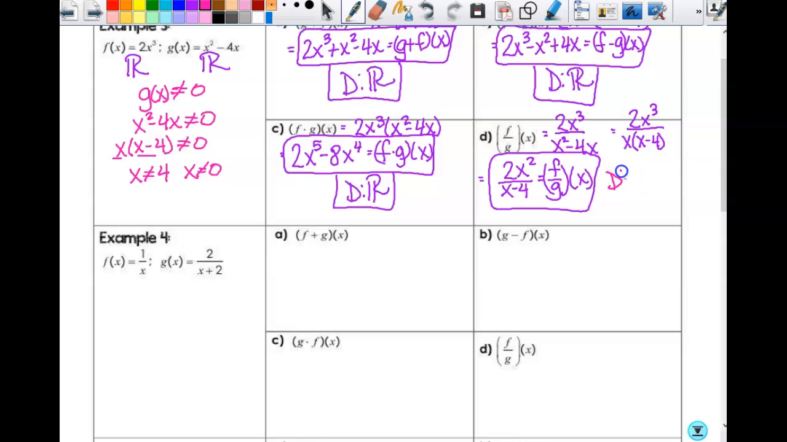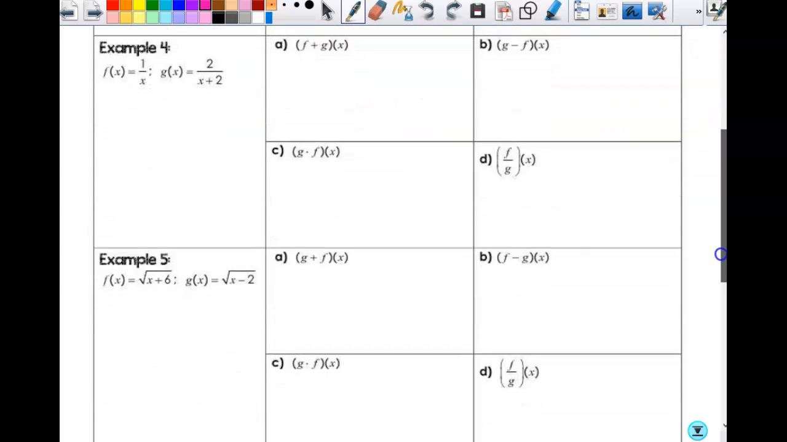So your domain then is the set of all x's such that x cannot equal 0 or 4. And there is your domain. So don't fall into the trap of just looking here. That's why you have to look at the original one that you divided by. Okay? We all good with that? All right, good deal. All right, y'all talk about the domains on number 4.